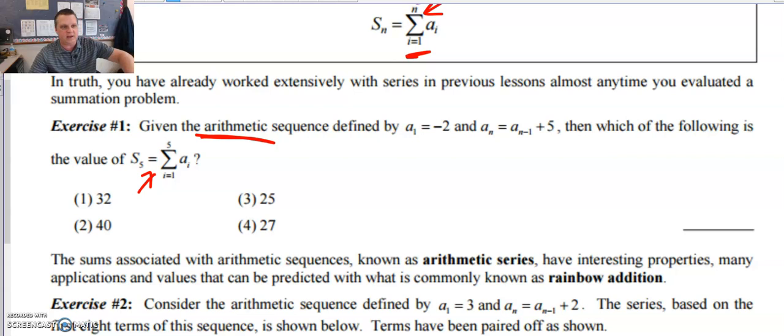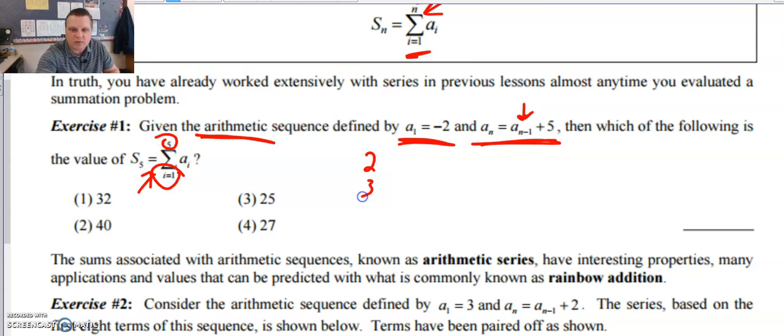The summation is arithmetic because you're adding each term. Our A1 is identified as -2, and then we have our AN, which is AN minus 1 plus 5. Remember, the N minus 1 is the previous term. So if I'm going from 1 to 5, that means I already have 1. I need 2, 3, 4, and 5.